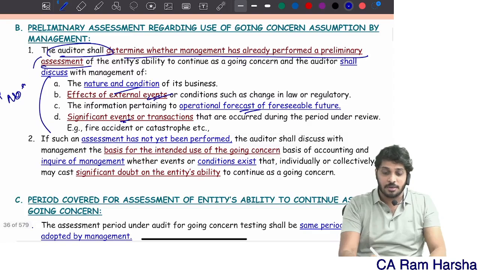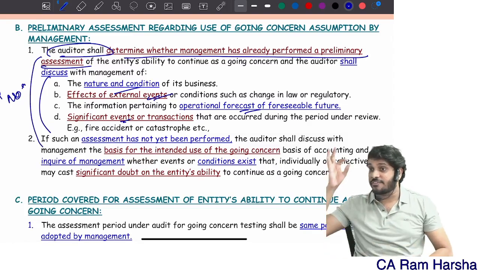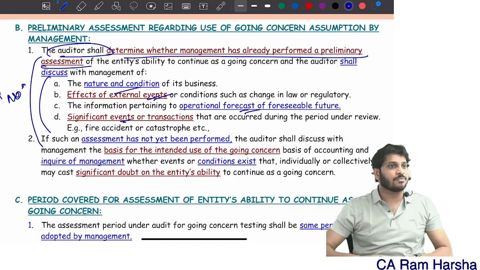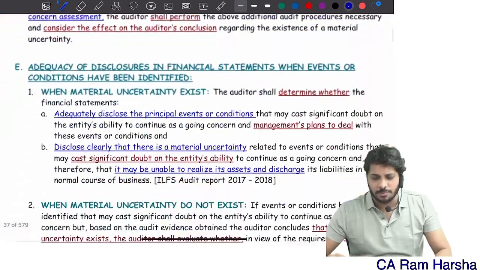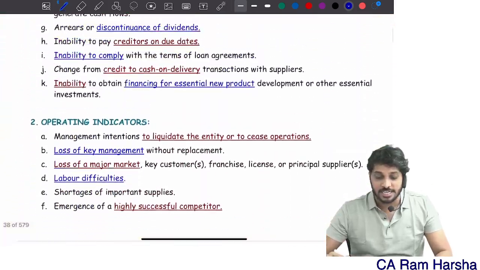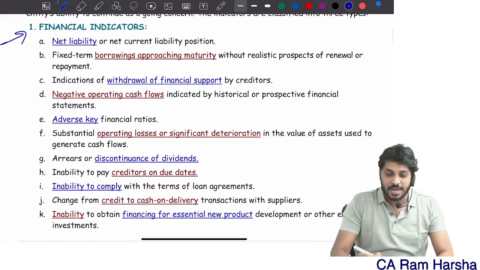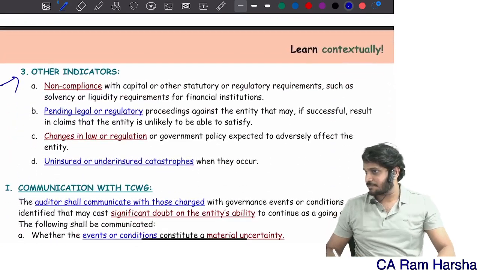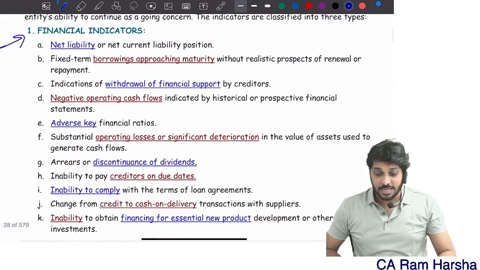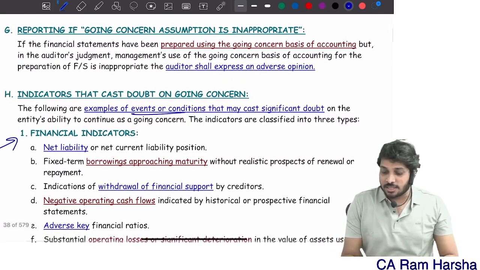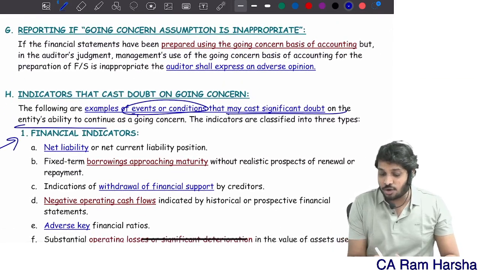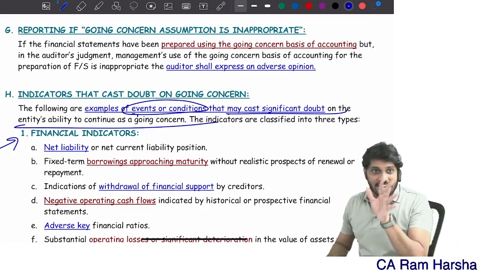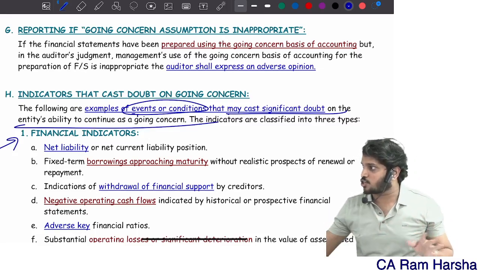Suppose in the preliminary assessment management identified some symptoms, some events or conditions. What do you mean by events or conditions? Events and conditions are broadly categorized into financial indicators, operating indicators, and other indicators. These are the events and conditions that cast a doubt on the going concern. They are only indicators. That doesn't mean going concern is for sure affected.